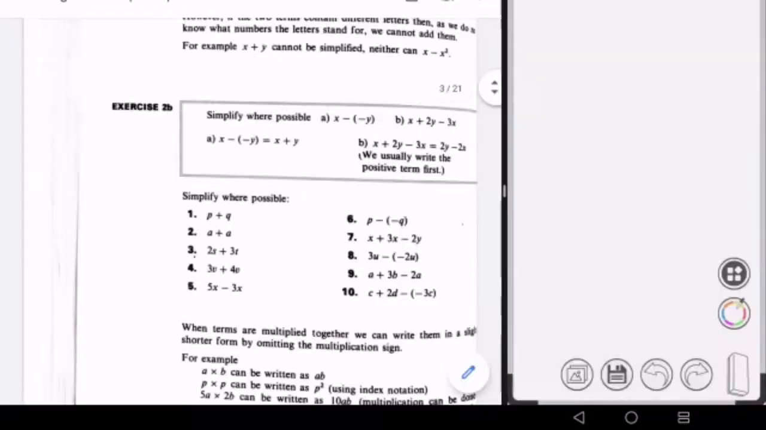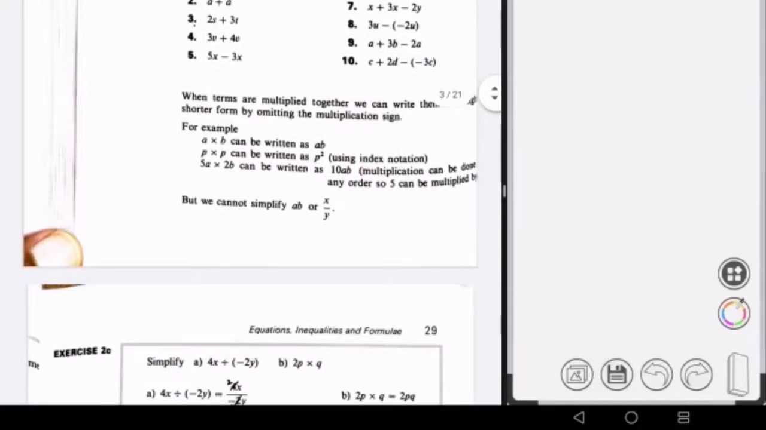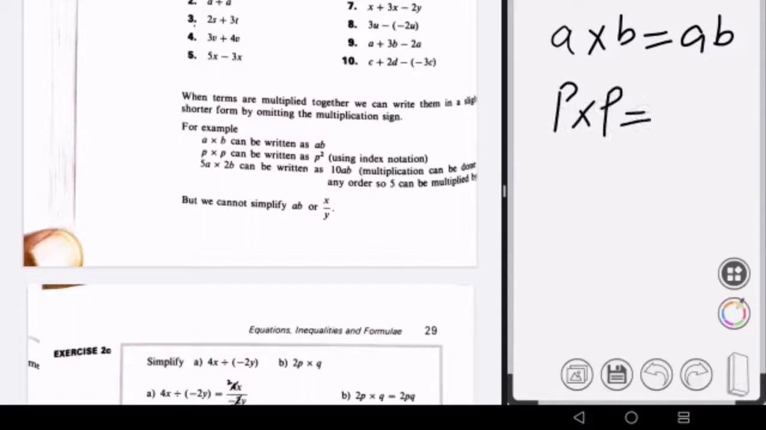Okay, now when terms are multiplied together, we can write them in a slightly shorter form by omitting the multiplication. It is like that: a multiply b. Keep in your mind, we can write ab. Same way, p multiply by p, p coming 2 times, you can write this p square.